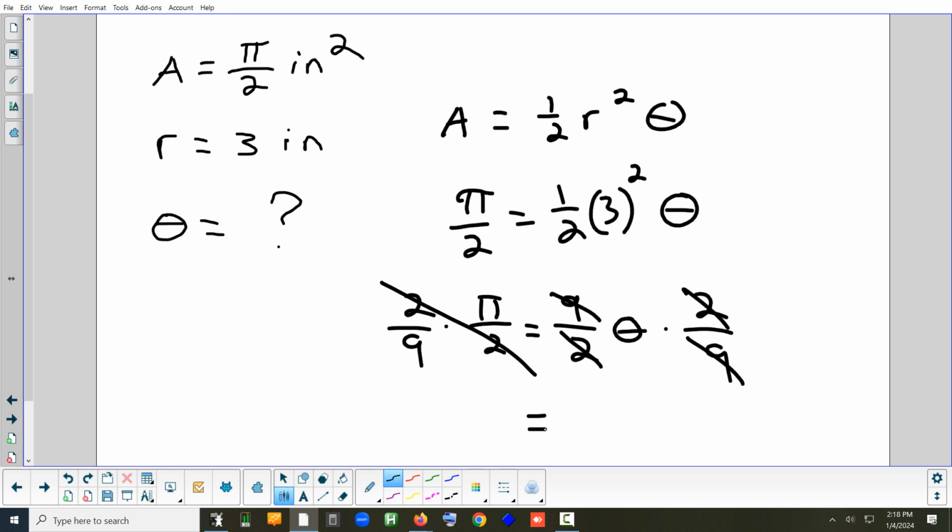So what am I left with on the left side? Pi over 9 equals theta. Yeah, so some of them are a little bit shorter, like that. Any question on that?